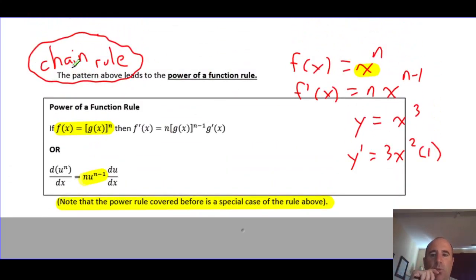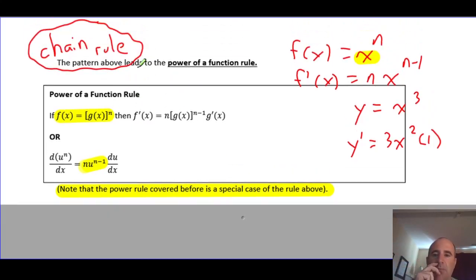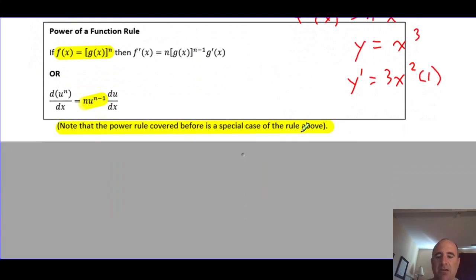So don't worry about this for now. What's the chain rule? You don't know. You'll learn it later on. But if you were to look back, you might want to have that note there.